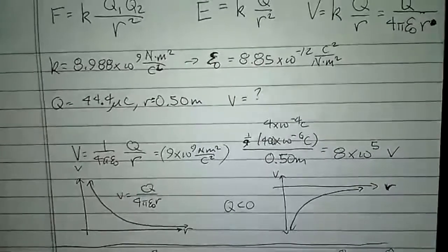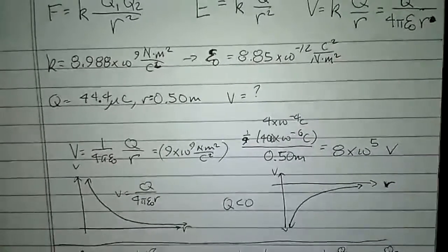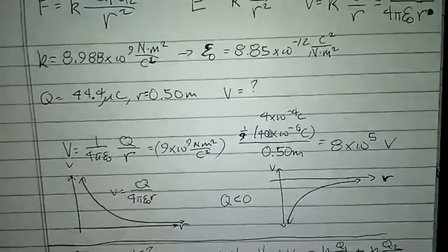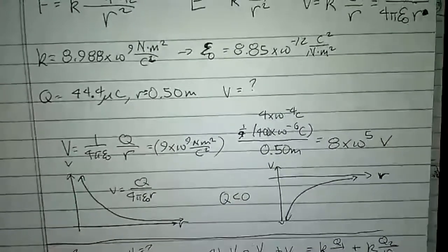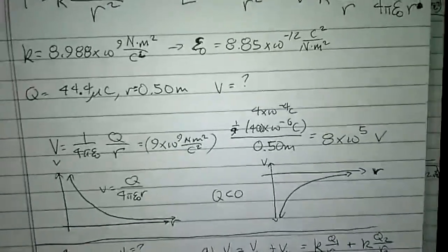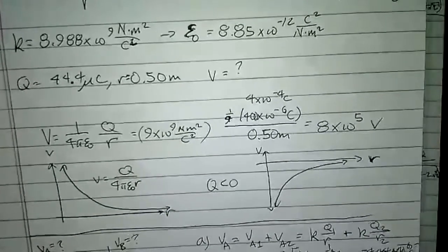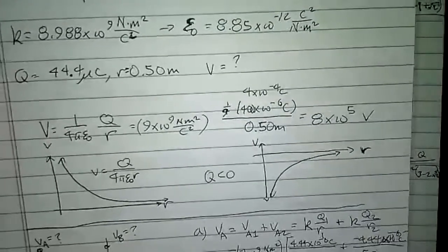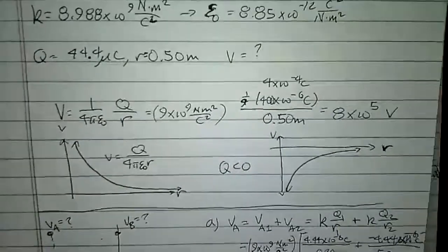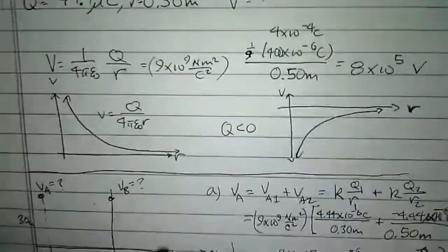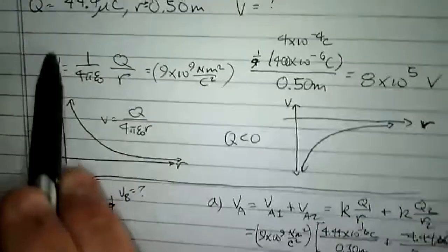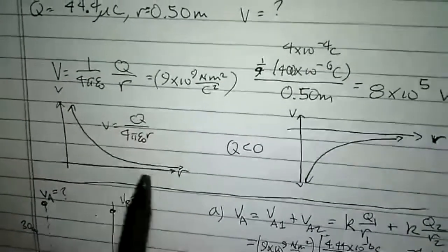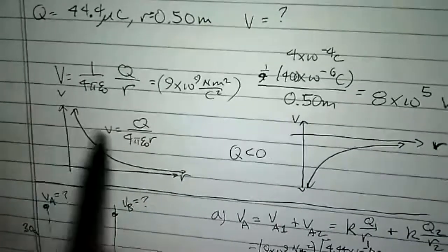We tried to find the voltage at a distance of ½ meter away from a 4.44 microcoulomb charge. I did the calculation for the positive charge and got 8 times 10 to the 5th, or 800,000 volts. Obviously, that depends on R, and the way it depends on R is such that when R approaches 0, the voltage approaches positive infinity, and when R approaches infinity, the voltage approaches 0. So I got this kind of curve.